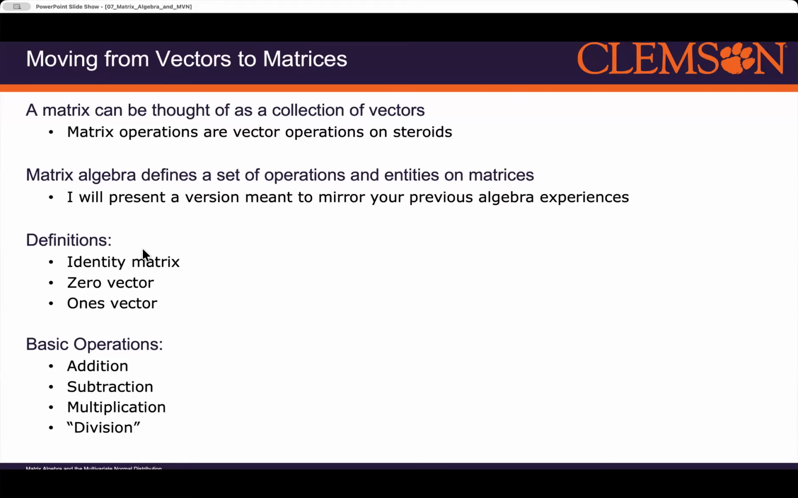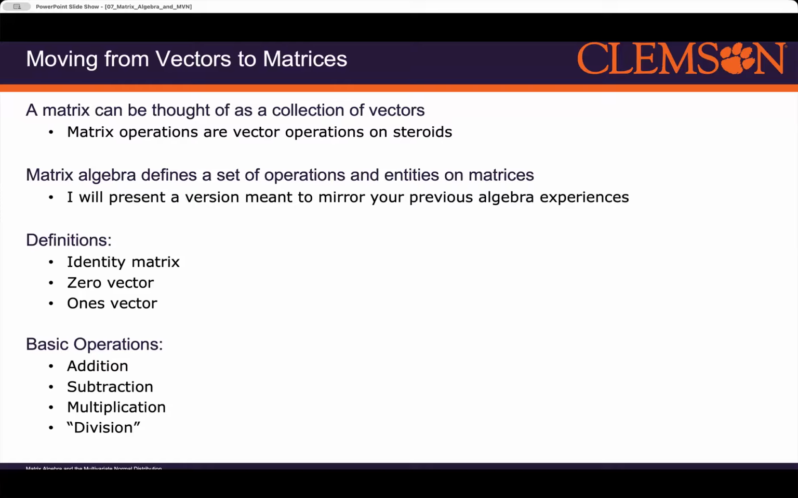The definitions that we're going to come up with are: what is an identity matrix, identity meaning the number 1 in a scalar sense? What is the zero vector? Well, we've already seen that before. What is a ones vector? Well, it's just like it says. If a zero vector is a vector that has zeros through every element, a ones vector is a vector that has ones. Why it's important, you're going to find in just a bit.